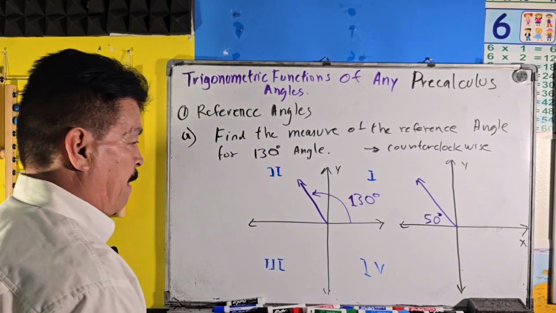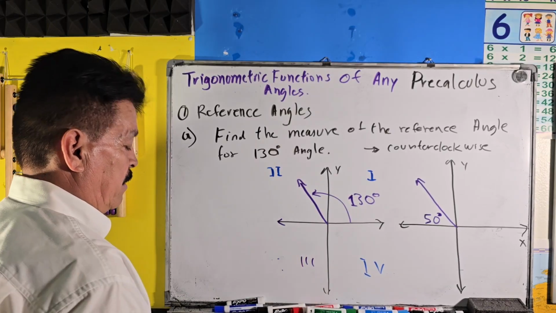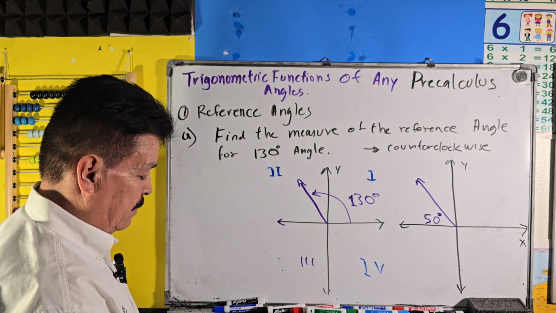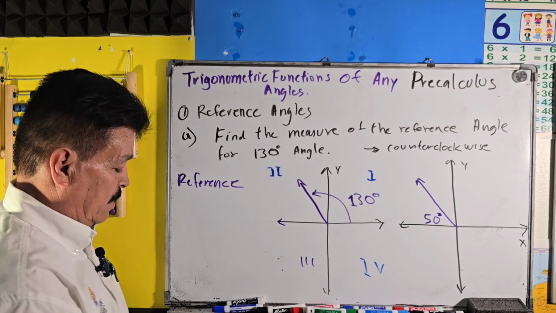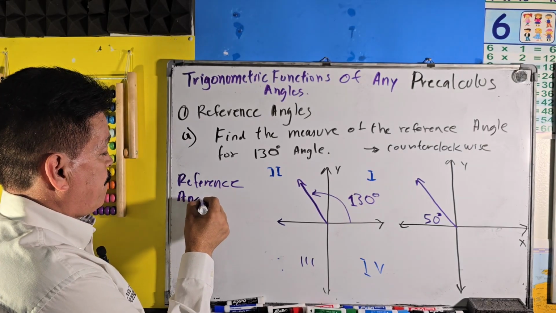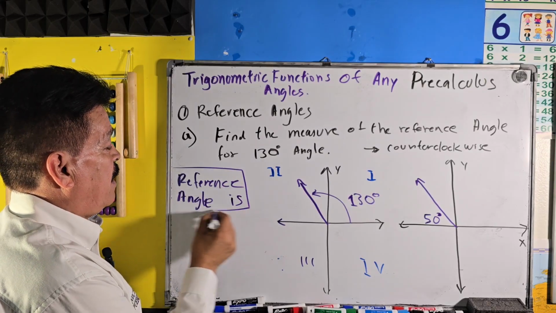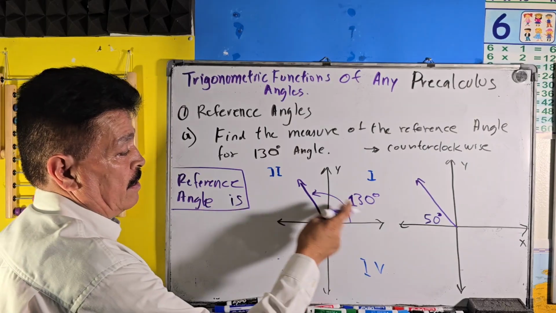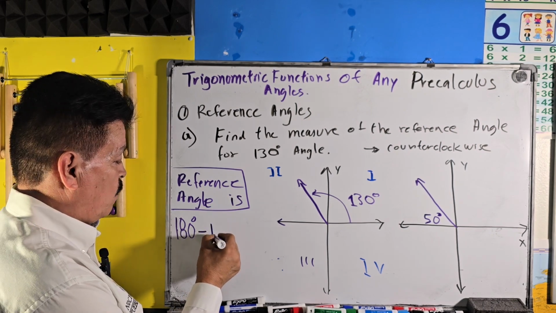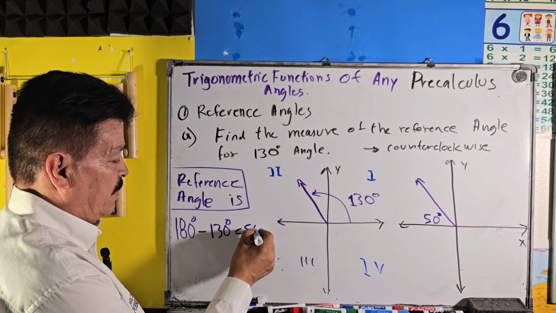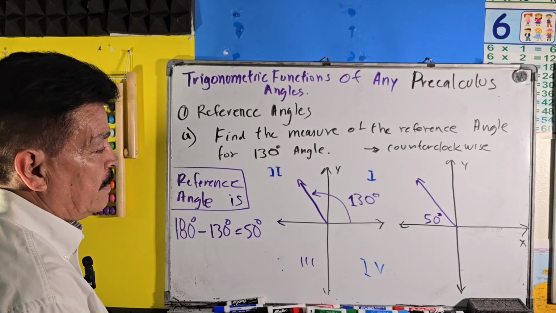So once you have that, the answer is right here, in quadrant 3. The reference angle, this is very important, is 180 degrees minus 130 degrees, which equals 50 degrees. This is the reference angle. So that's the answer to our problem.